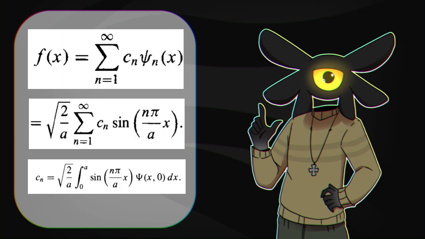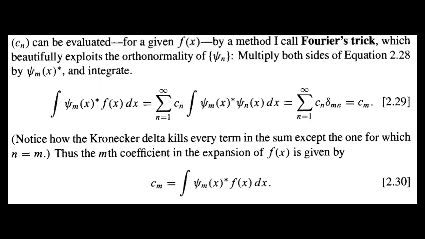Lastly, these solutions are complete. Any other function f(x) can be expressed as a linear combination of them. In our case, it looks something like this. We can find our expansion coefficients c sub n using an advanced calculus method called Fourier's trick. I'll find an example and I'll make a video explaining this neat trick later on.